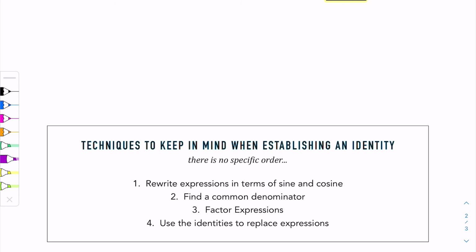My second tip is to find a common denominator if that is a possibility. So if you're adding or subtracting fractions, you probably want to think about a common denominator. My third tip is to factor expressions. If you can take out a GCF, or if you can factor by grouping, if you can somehow separate some terms, try to do that. And my fourth tip is to use identities, which are all the identities we went over yesterday, to replace expressions.